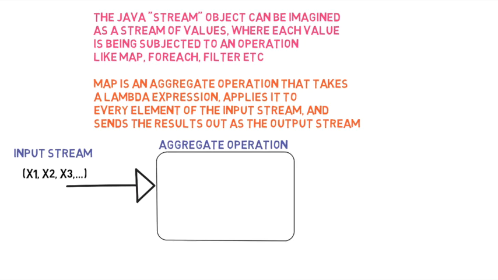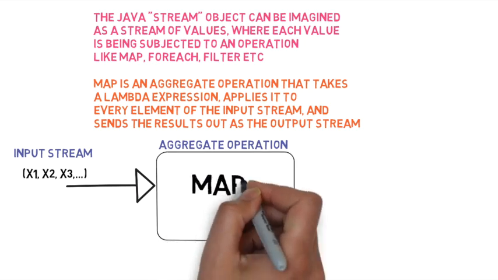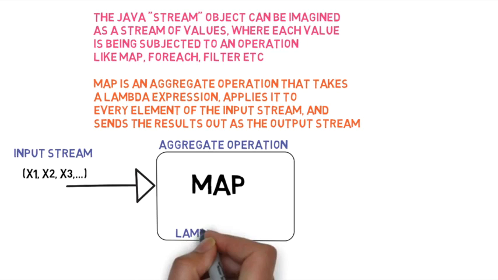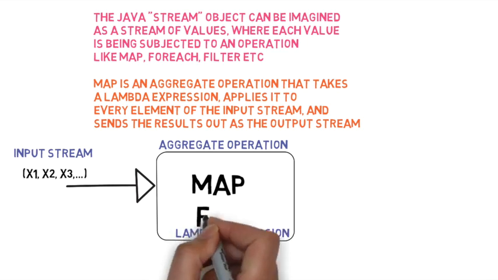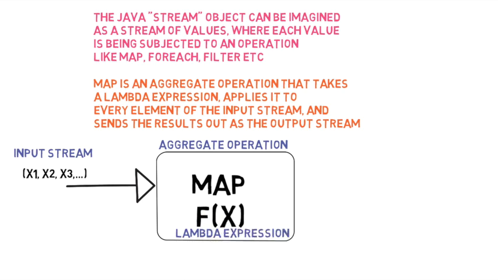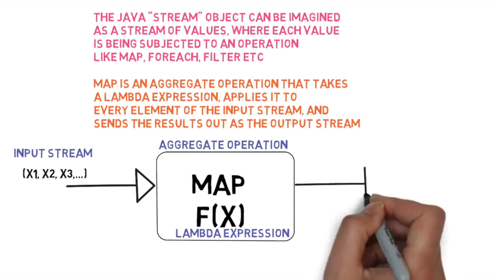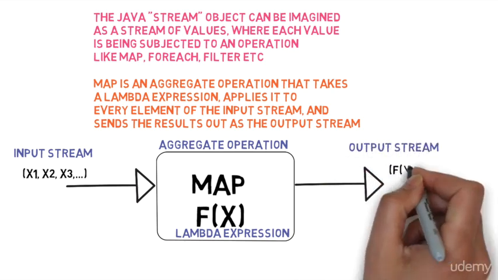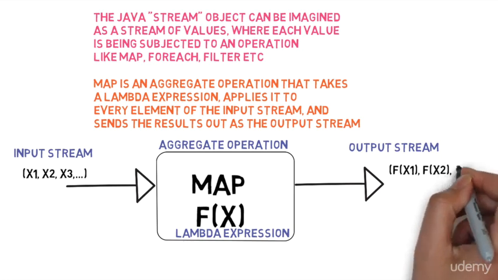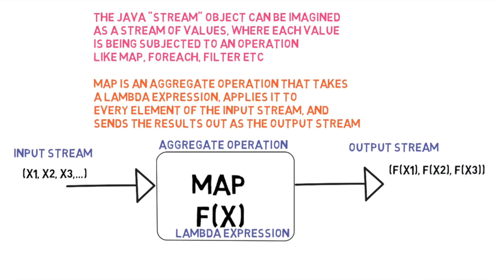We have the aggregate operation, and in this case our aggregate operation is the map. Say the map has a lambda expression, let's call it f(x). f(x) transforms every x that comes in as a part of the input stream in some way, such that the output is f(x). This changed object is sent out to the output stream. So for x1, x2, x3, we'll get at the output f(x1), f(x2) and f(x3).